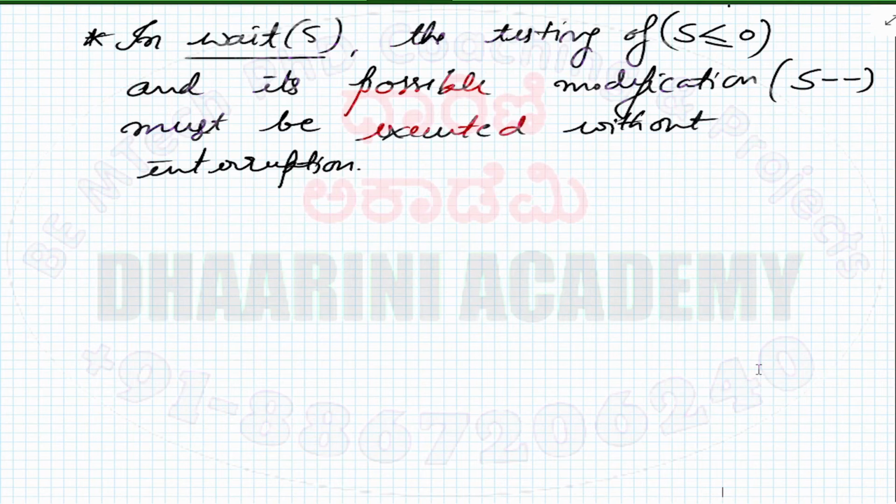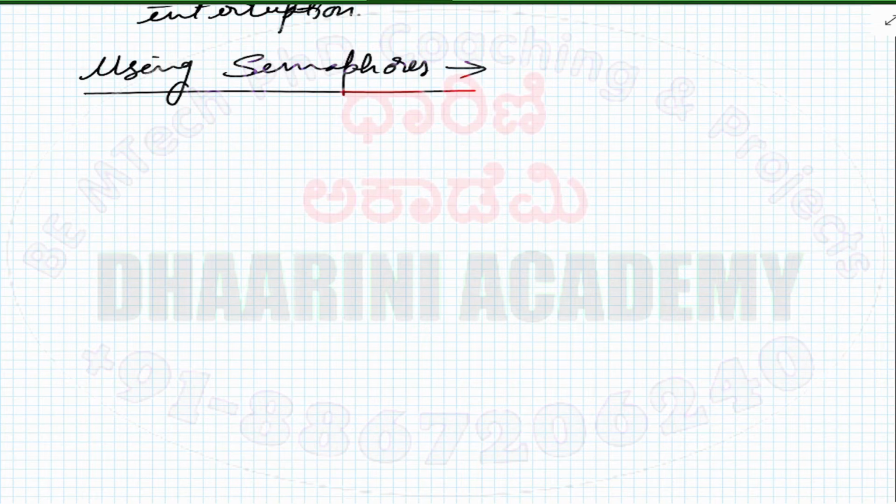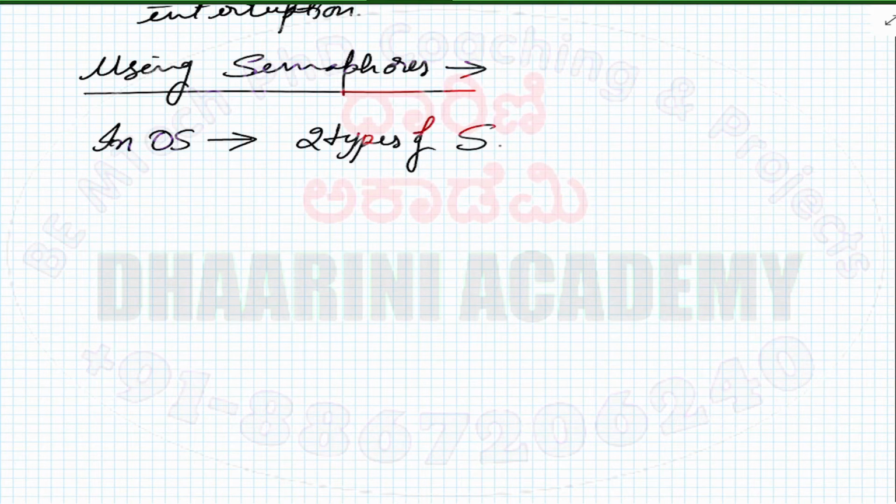next side heading that I'm going to write here is using semaphores. So what semaphores are we defined in the previous section. Now we'll see how the operating systems use semaphores. Basically the overall idea is that OS has two types of semaphores being used. First one is called a counting semaphore and second one is called a binary semaphore. All right, so in OS we see two types of semaphores.